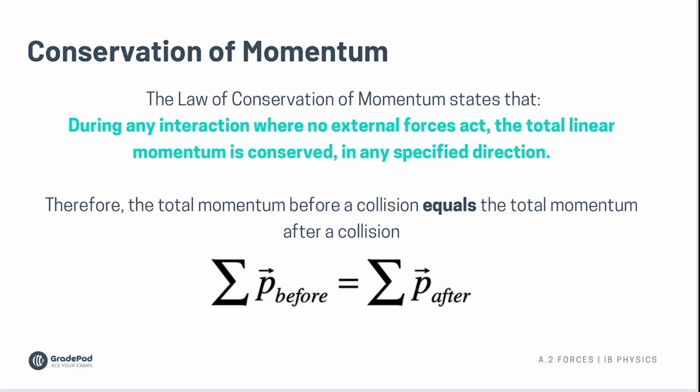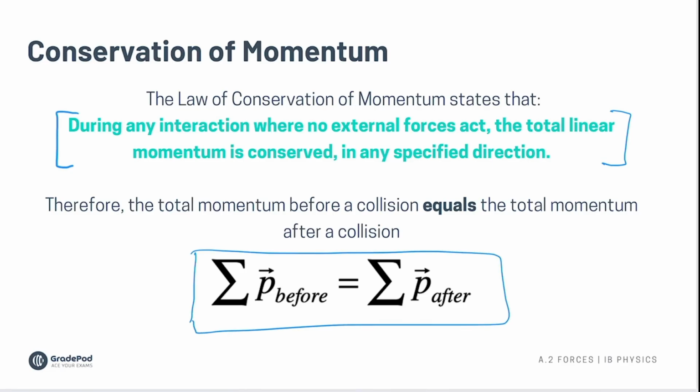The law of conservation of momentum states that during any interaction where no external forces act, the total linear momentum is conserved in any specified direction. So what does that mean? It means the car that we looked at earlier crashes, then the momentum before that crash is the same as the momentum afterwards, as long as there's no external forces acting. And that looks mathematically like the total momentum before a collision is equal to the total momentum after a collision. And you can see they're both vector quantities, so direction does matter.